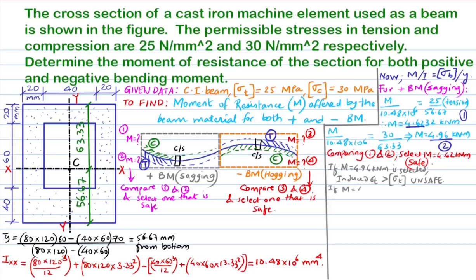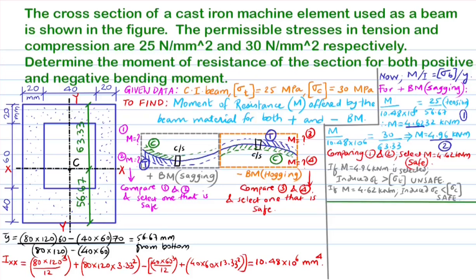Alternatively, if we assume the safe moment of resistance as 4.62 kilonewton meter, the lower value, instead of 4.96 kilonewton meter, the higher value, then this would induce a compressive stress of value less than the permissible compressive stress of 30 Newton per millimeter square, which is definitely safe and may not induce any failure in compression.